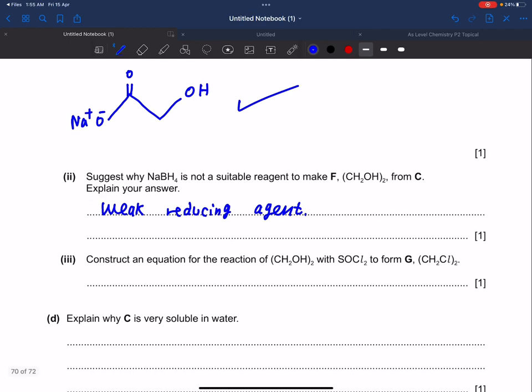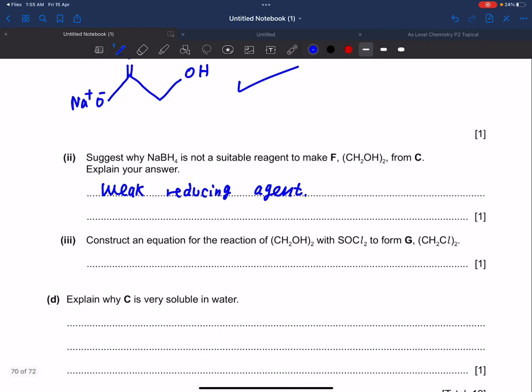Now this is a substitution reaction, and alcohol is reacting with SOCl2 to form G. Very simple. So it's going to be CH2OH whole twice with SOCl2 forming G, and G is given as CH2Cl whole twice. Now what else forms? Sulfur dioxide. What else forms? HCl. No need to balance it. It should already be balanced. Okay, so you will get your mark here.